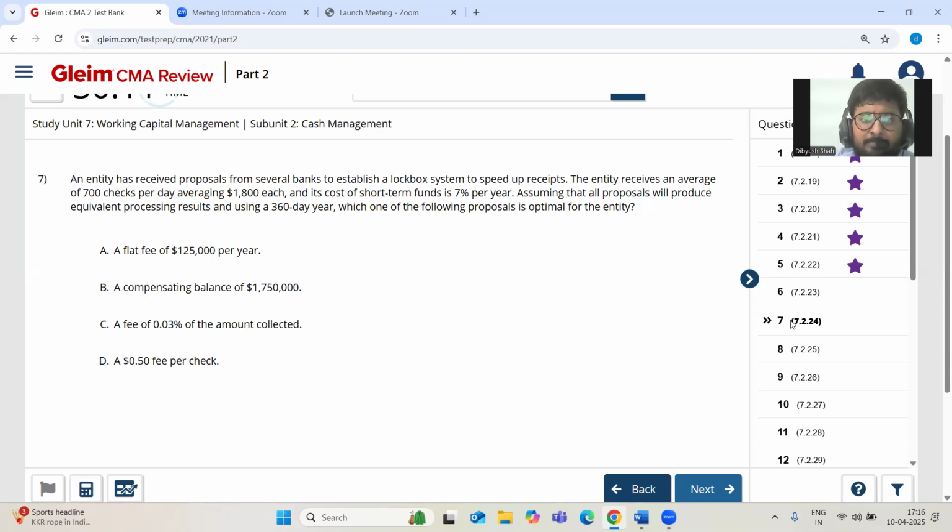Assuming that all proposals will produce equivalent processing results, meaning all proposals will give the same results, and using a 360-day year, which one of the following is optimal for the entity? Now here the question is a little tricky.